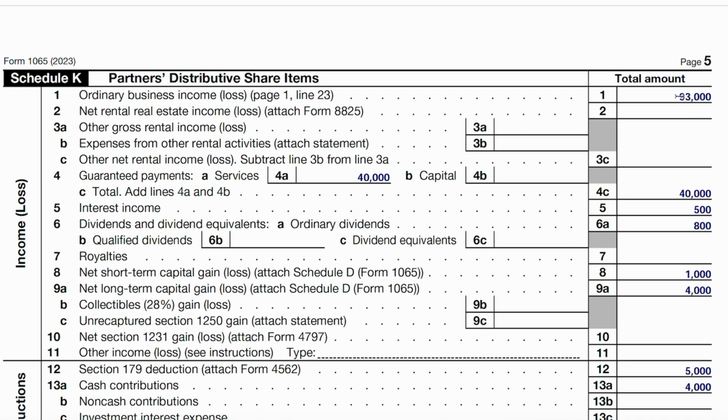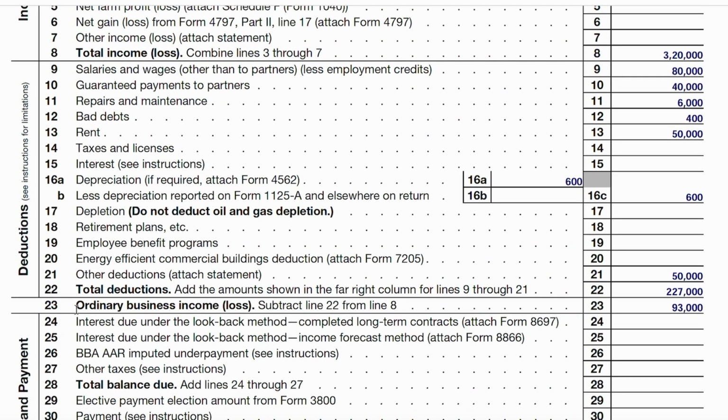Schedule K and Schedule K-1 are very important in partnership. They are different line items. So line 1 is ordinary business income, which is your Form 1065, line 23, ordinary business income. As I've said, this ordinary business income on page 1, 93,000, is very important because this flows to the K-1.